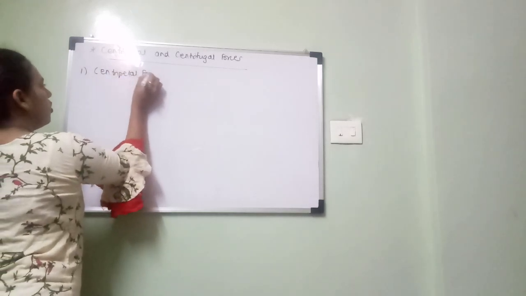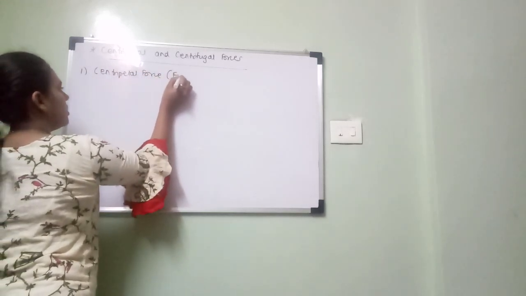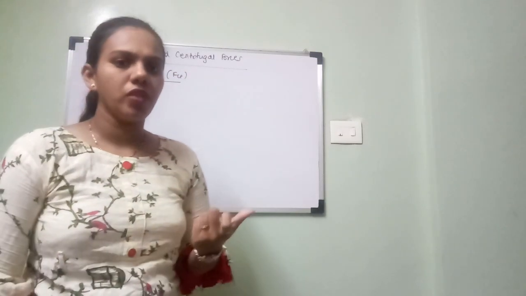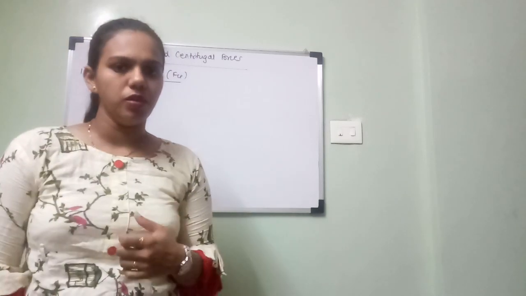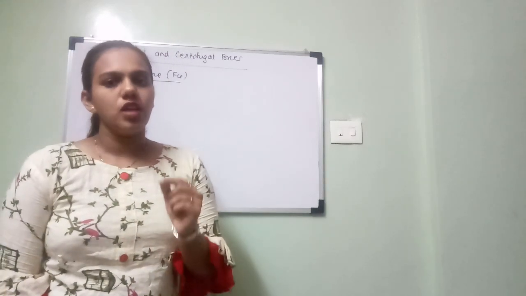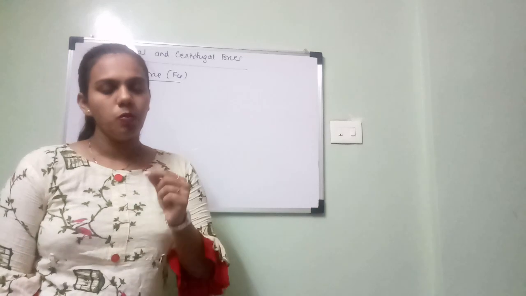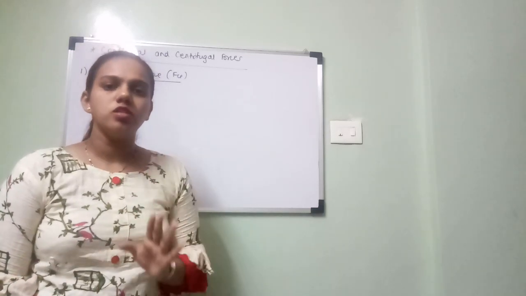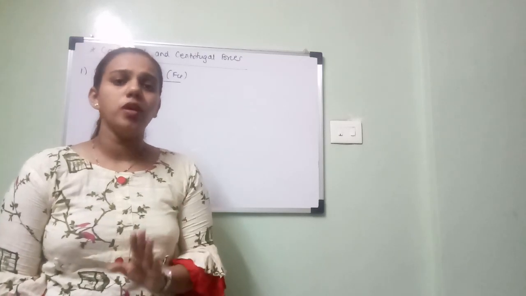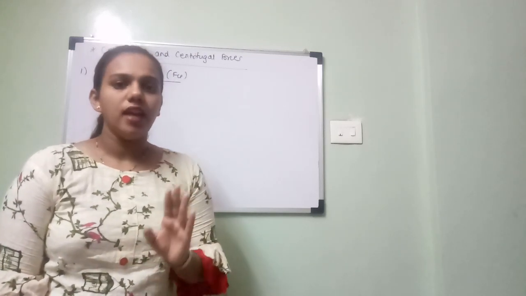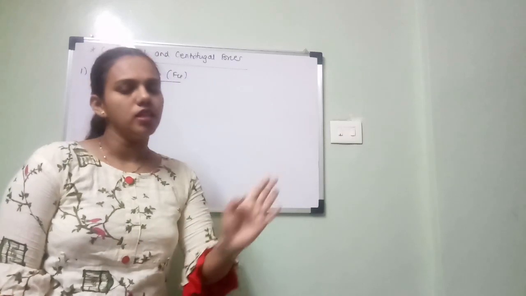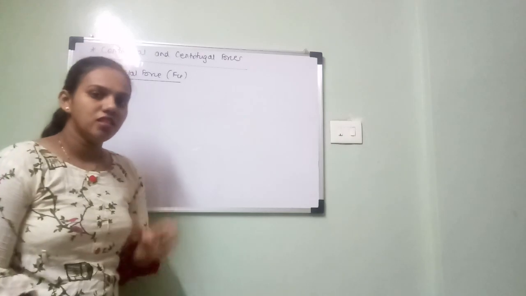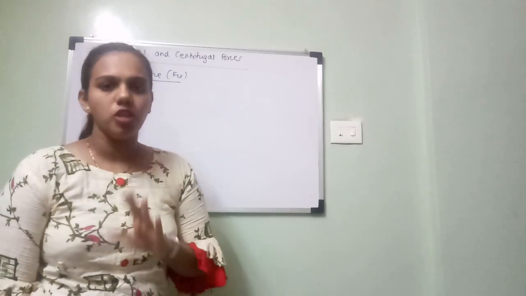Centripetal force is denoted by FCP. Definition and derivation. The definition of it is very simple. The force acting on the particle moving along the circumference of a circle, or you can say the force acting on the particle performing circular motion and directed towards the center, is known as centripetal force. This force is necessary for the particle to perform circular motion.